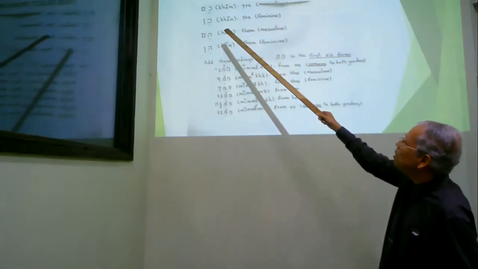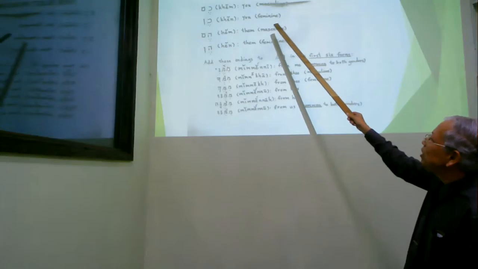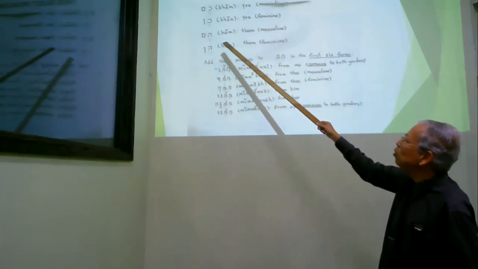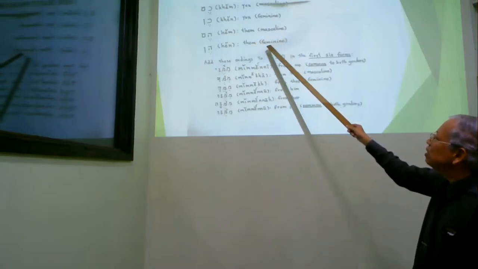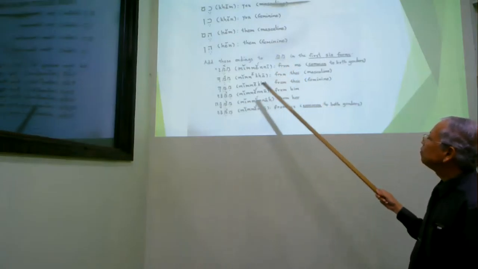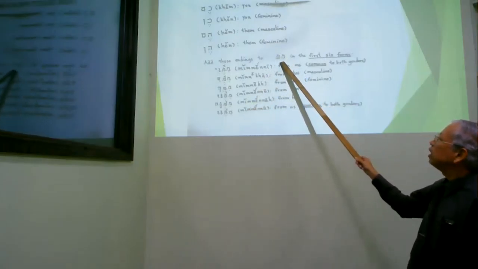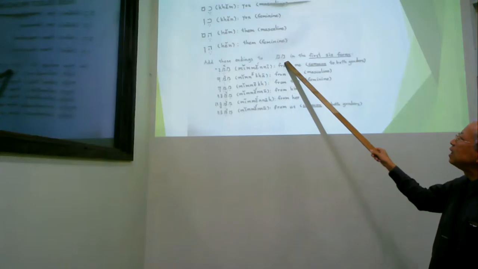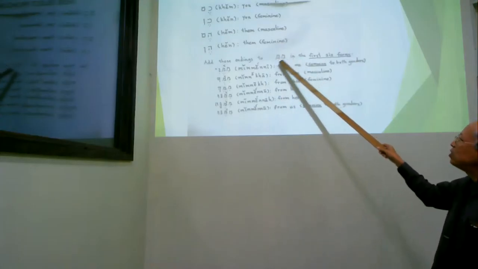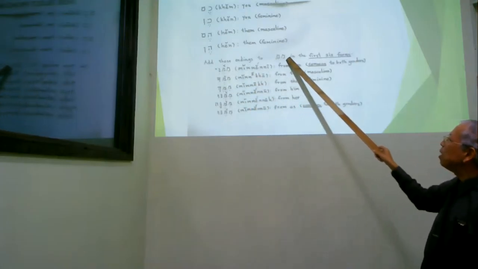You have kem, which is you, masculine. Ken, which is you, feminine. Hem, which is them, masculine. Hen, which is them, feminine. Now, you add these endings to mimm.